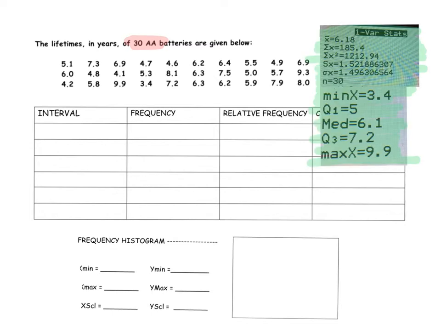Make sure you include a picture of your 1-var stat test. Here, mine are up here in green. Yours clearly shouldn't be in green. And what we first need to do is set up our intervals.